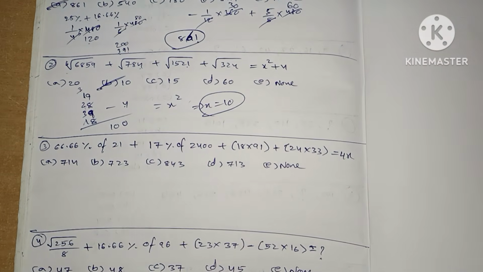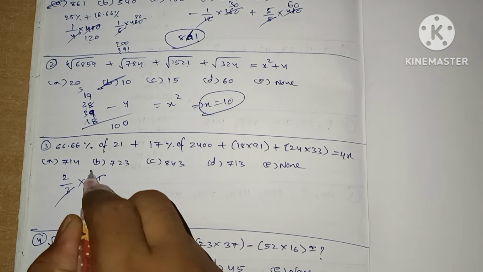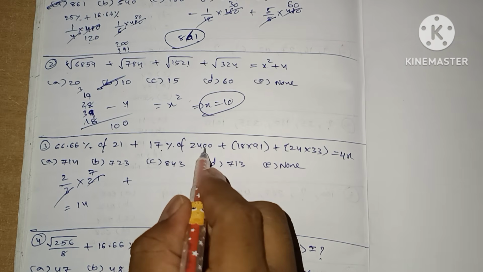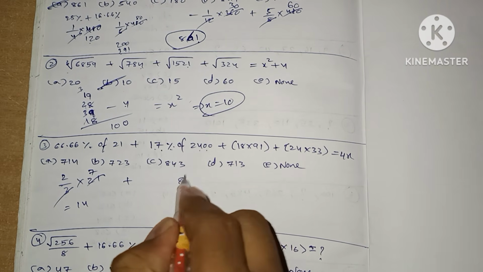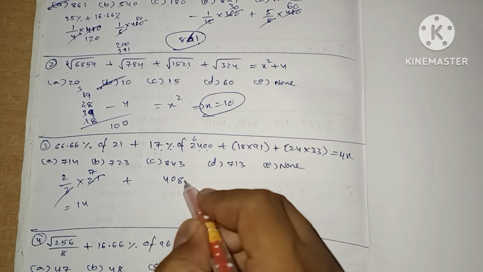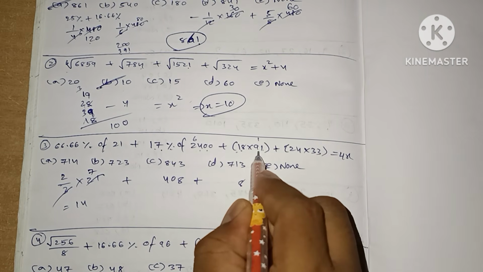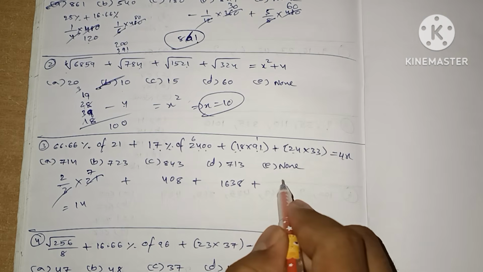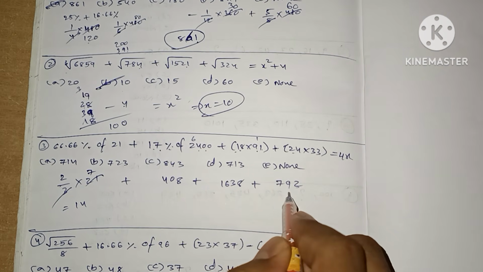Next, third question. 66.66 percentage, which means 2/3 of 21. 3 7 times 7 2 times is 14. So 14 plus 17% of 2400. Percentage and double zeros cancel. 17 4 times 68 and 17 2 times 34 and 6 408, plus 18 1 times is 18. 18 9 times is 162 163, plus 24 3 times, which is 72, and into 11 times means sum of these two in between them 792.